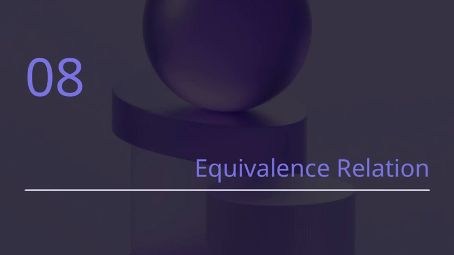Let's take a closer look at the concept of an equivalence relation. An equivalence relation is a special kind of relation that helps us group objects into categories that are considered equivalent in some sense. To qualify as an equivalence relation, 3 key properties must be satisfied: reflexivity, symmetry, and transitivity.